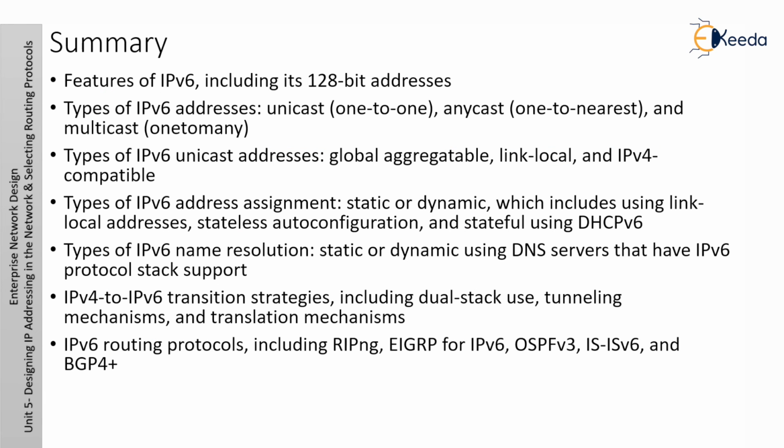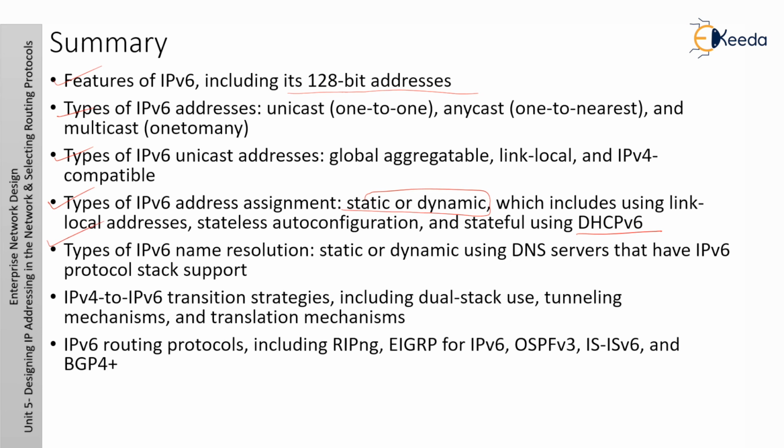In this lecture, we have covered features of IP version 6, including its 128-bit addresses; types of IP version 6 addresses: unicast, one to one, anycast, one to nearest, and multicast, one to many. Types of IP version 6 unicast addresses: global aggregatable, link local, and IP version 4 compatible. Types of IP version 6 address assignment, static or dynamic, which includes using link local address, stateless auto configuration, and stateful using DHCP version 6.